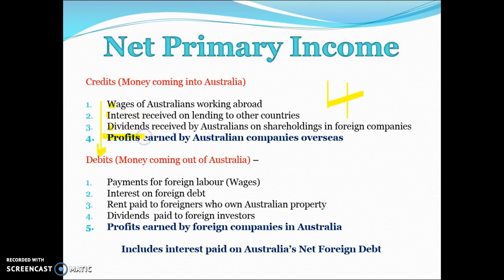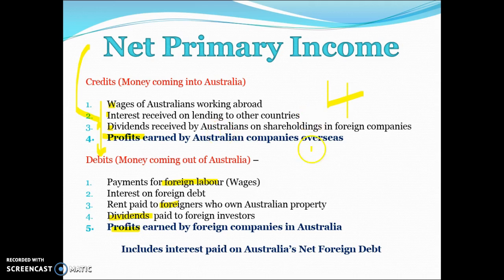So if foreign companies bought Australian companies, the profits made in Australia would flow back overseas. Dividends on past transactions and shareholdings. So if I buy shares in Facebook, a credit would be me receiving my dividends on my shares, even though the initial transaction was a debit. And then debits would be payment for foreign labour, so workers working in Australia, interest on foreign debt, rent paid to foreigners, dividends paid to foreigners if they buy Australian shares, so if they invest in Qantas or BHP or something like that, and profits earned by foreign companies in Australia would also flow back overseas and be a debit.